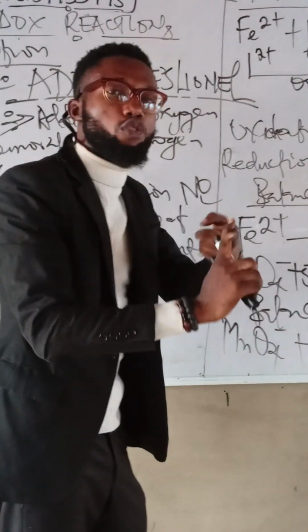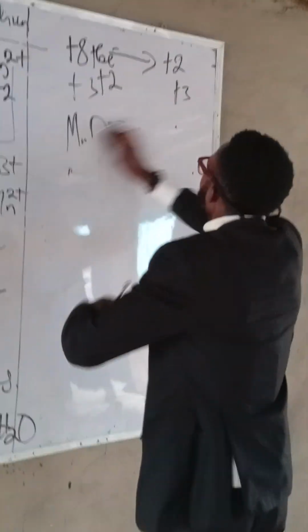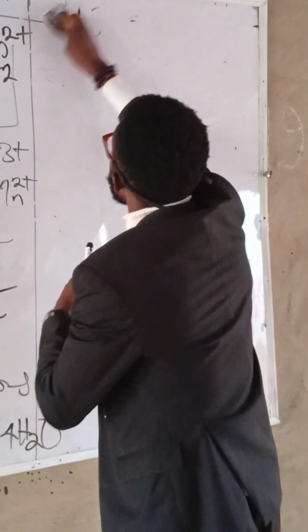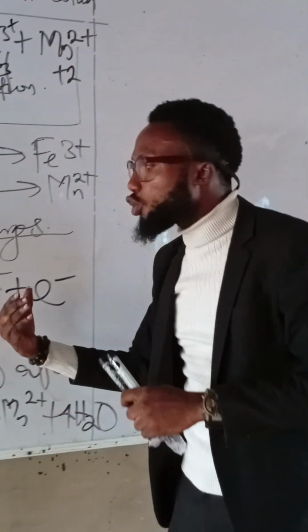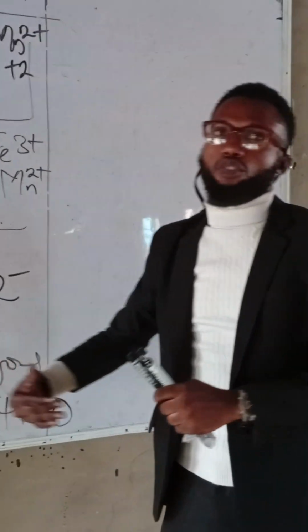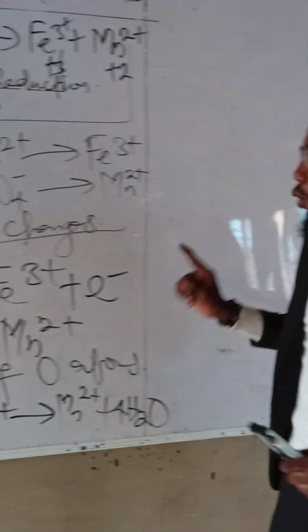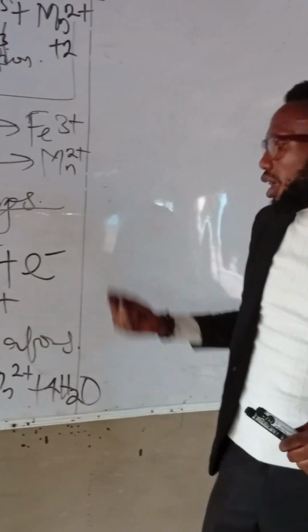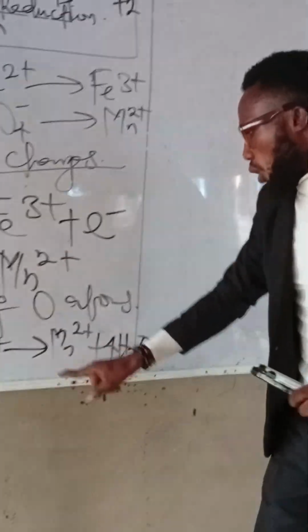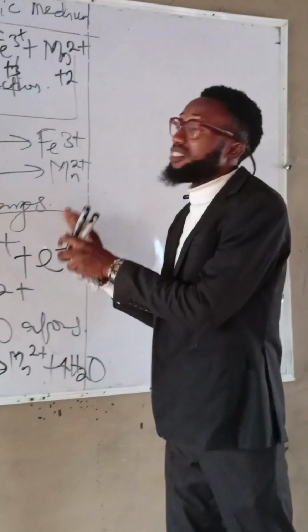So the next thing to do is to cancel out some spectator species. Call it things that are common here. What you have included in trying to balance the equation, you're going to cancel them out. Now, what did we include? We included electron. We also included hydrogen and water.